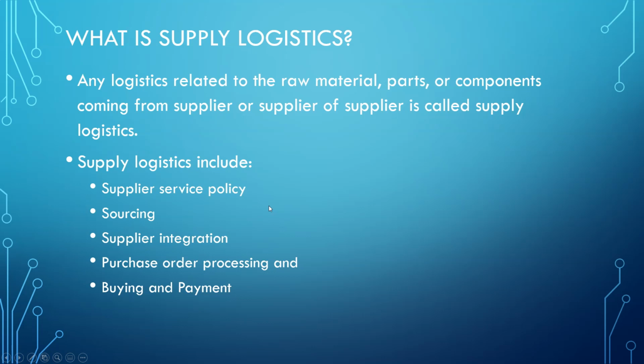The supply logistics are the logistics related to raw material, parts, or components coming from the supplier or the supplier of the supplier. The company will establish the policies and the procedures of dealing with the supplier. That will include the sourcing process and selecting the proper supplier. Suppliers can be integrated within the manufacturer's or the company's logistical system. The supply logistics will identify purchase order requirements and processing. In addition, it will identify the buying and payment processes.